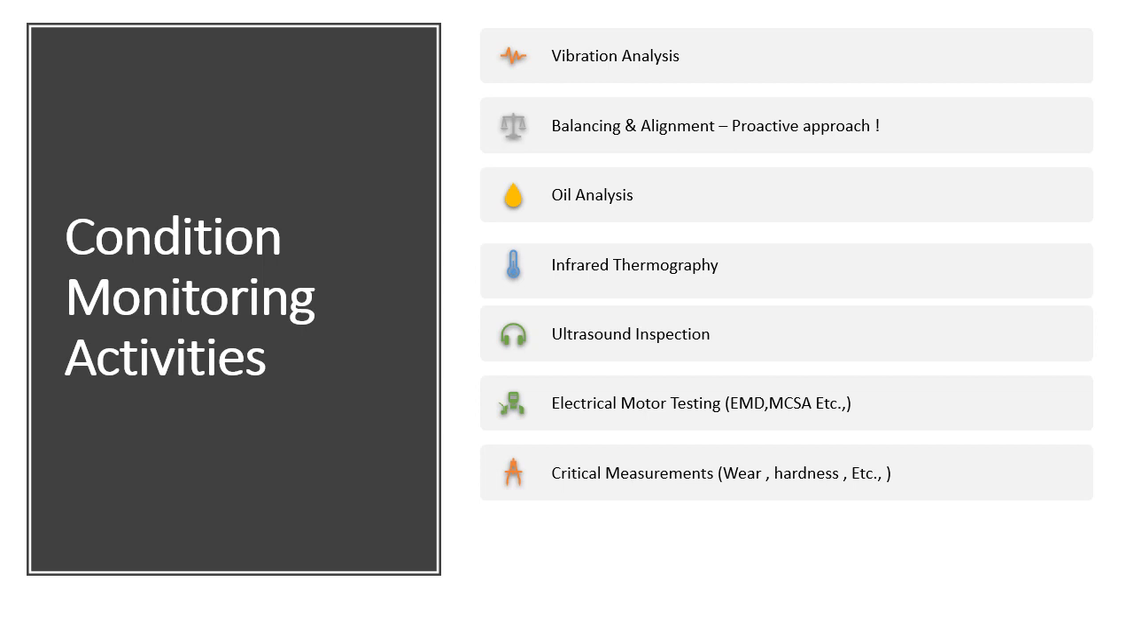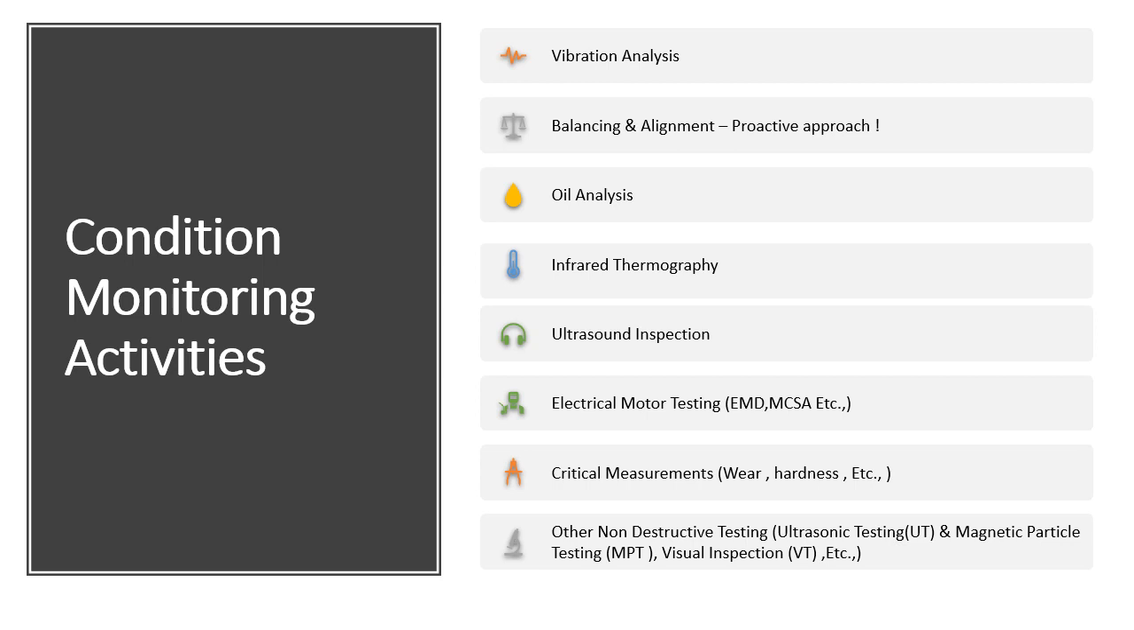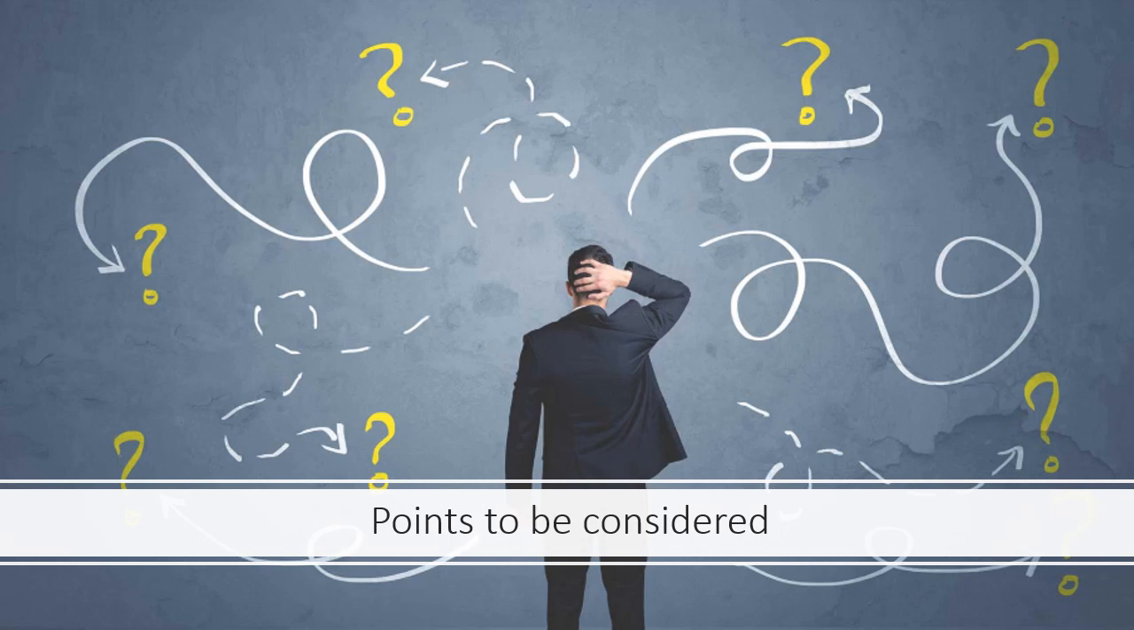And apart from these traditional techniques, we have some critical measurements which are very crucial for the plant equipments. And other than that, we have some non-destructive testing, namely ultrasound testing, magnetic particle testing, and visual inspection, etc. So it is often a question what are the things that need to be considered while making any successful business case or while submitting a proposal for a new tool or an instrument or a proposal for your upcoming training. So let's see them one by one.